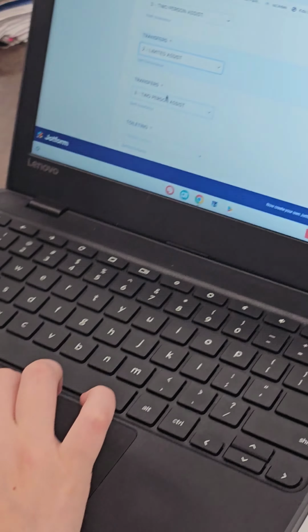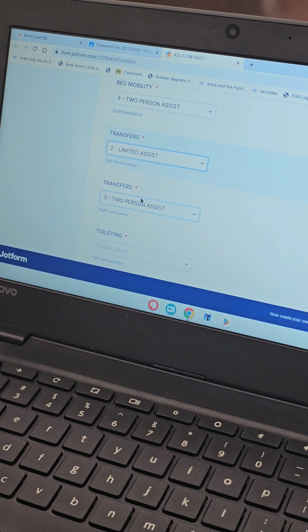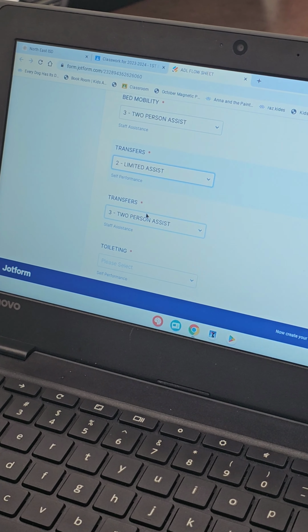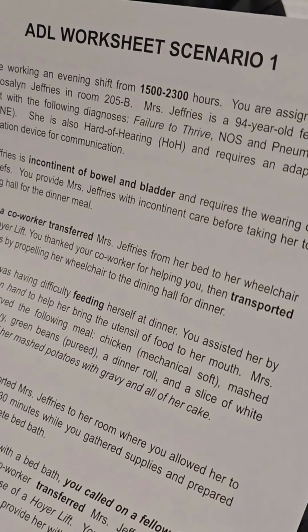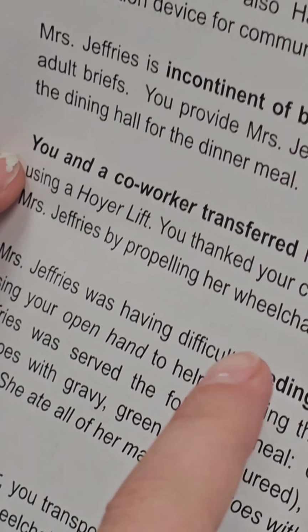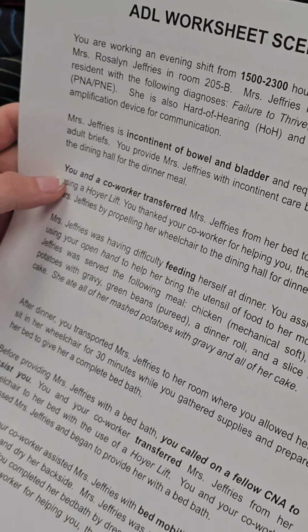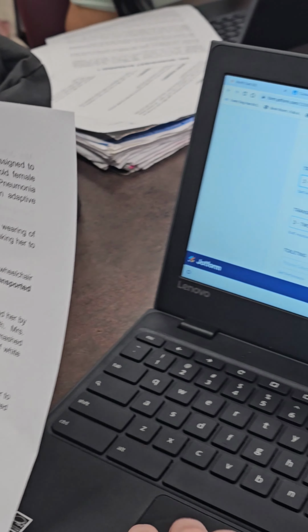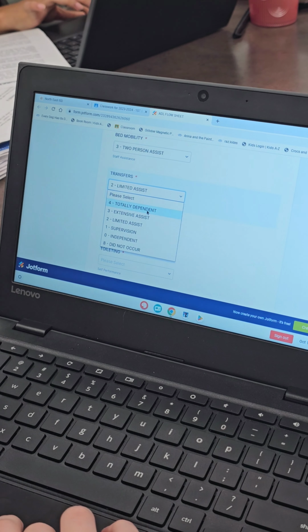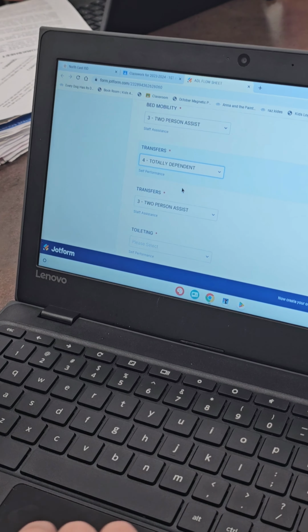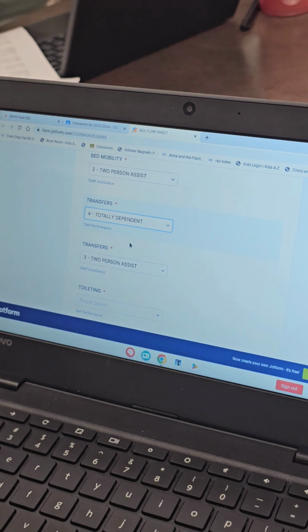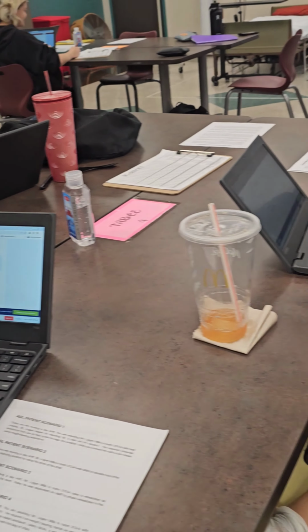The transfer? Okay, so two person, but it's not going to be limited. What did they have to use? A wheelchair? No, look, they used the Hoyer lift, right? So I would actually put total, because even though the Hoyer lift is extensive, that person wasn't able to help in any way, right? So there you go, totally dependent. Okay, so four. Thank you, Ms. James. You're welcome.